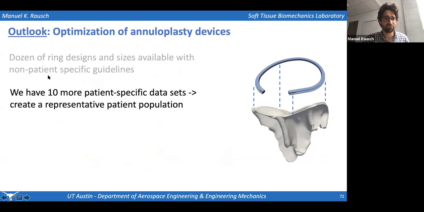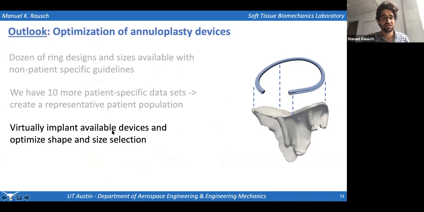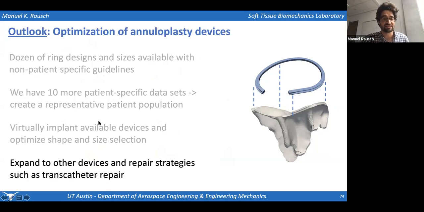So as I said, moving forward, we want to test all these rings. We've digitized them already. So this is just a matter of implanting them now virtually. We have 10 more of these patient-specific data sets, so there's lots of work to be done to also digitize them. As I said, we will virtually implant these devices. And what I'm very excited about is that we're not limited to one type of device. Transcatheter devices are sort of the new holy grail of the tricuspid valve community. So we have the opportunity to test all kinds of devices now in this high fidelity model that's based on true patient data.